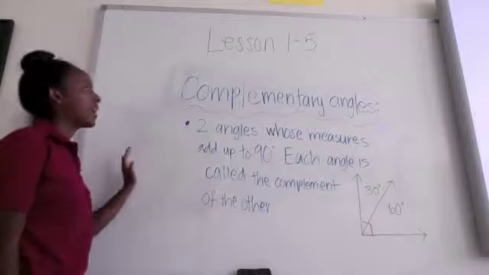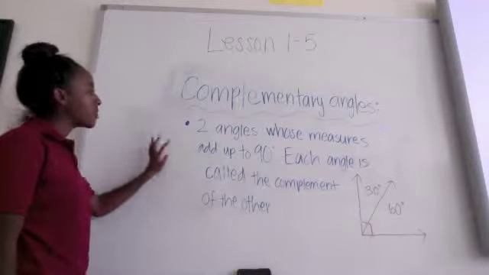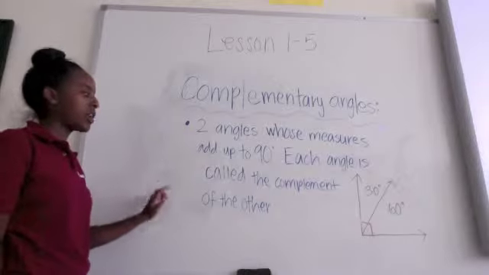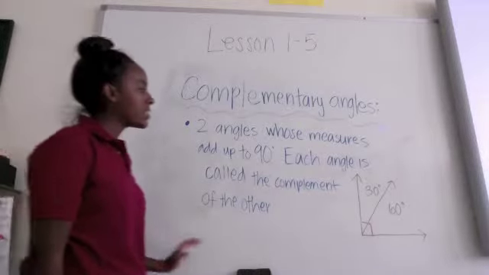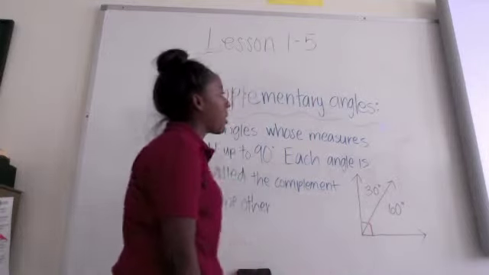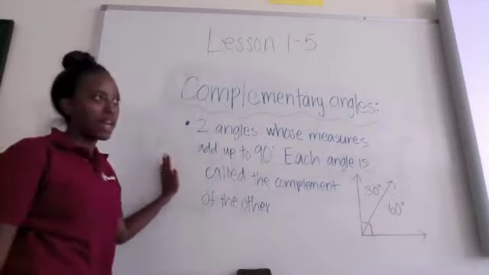Next, we have complementary angles. Complementary angles are 2 angles whose measures add up to 90 degrees. Each angle is called the complement of the other. So in this angle, we have 60 and 30, which adds up to 90 degrees, making it a complementary angle, which is also a right angle.